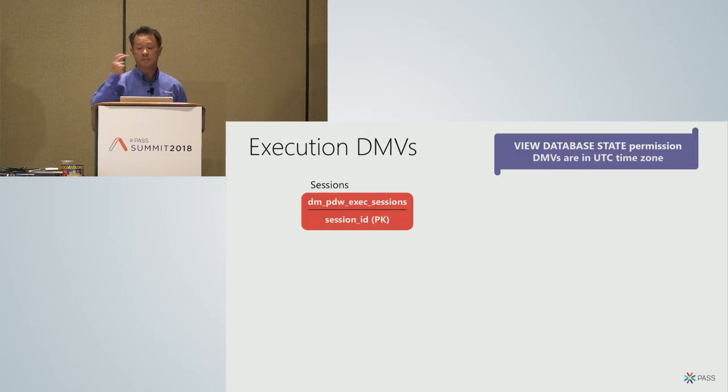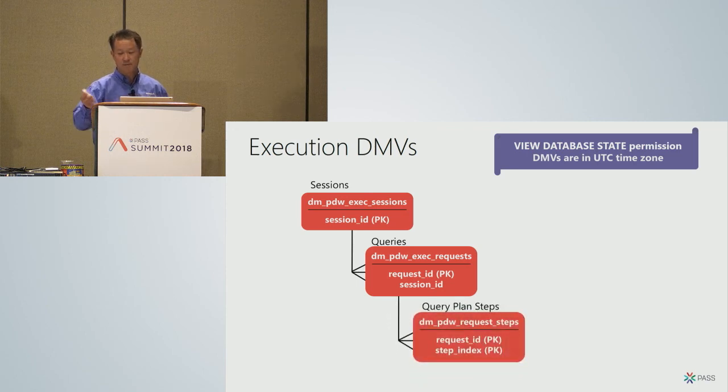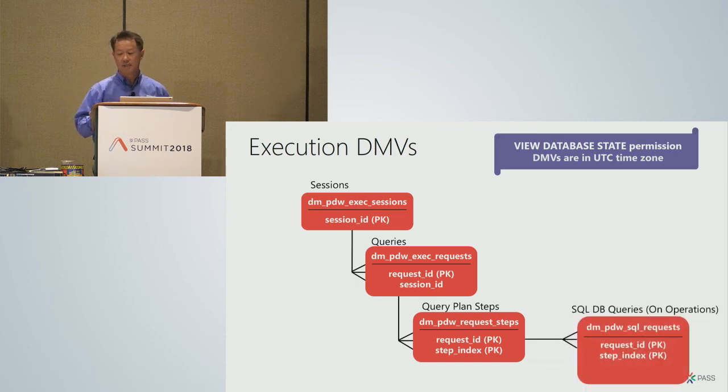So some of the DMVs that are useful: obviously you want to start with sessions. How many people are running stuff out there, active sessions, and so on. And then next you want to see the exact requests, right? How many queries are running out there? What's the status of my queries? And then you want to look at the query step. The request step is where you want to see the DSQL step, so that's from the high level what the DSQL step looks like. And then if there's no DMS operation, the SQL step would give you information about what particular query is running on the SQL level.